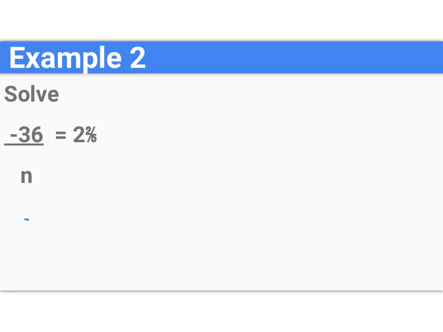Okay, so you got negative 36 over n equals 2 2/5, which is 12 over 5. 2 times 5 is 10, plus 2 is 12 over 5. Now, this comes from our proportions. Let's cross multiply. So 36 times 5, 180 equals 12n. If we divide both sides by 12, n will equal negative 15.